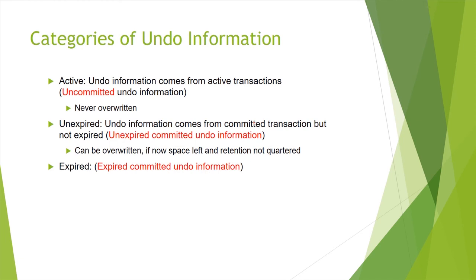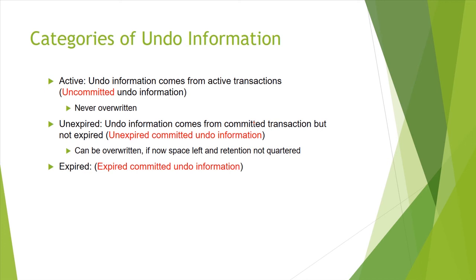Categories of undo information. The undo information is divided into three categories: the first is the active category, then the unexpired category, and the last one is the expired category. The first category, the active category, means undo information that comes from active transactions. Any current active transactions not yet finished by rollback or commit have their original data, or undo information, go to the active category. This is uncommitted undo information, and the active category is never overwritten.